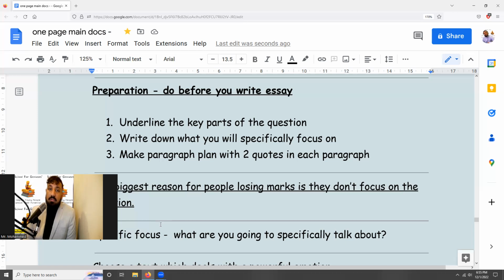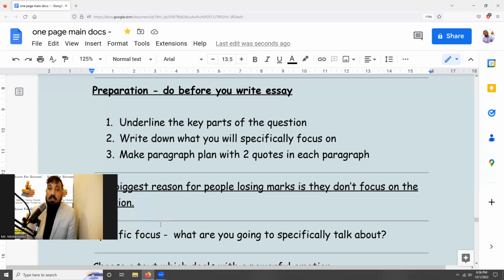What you don't want to do, what I highly recommend you don't do, is memorize an essay and then go in and try to write that essay down to answer the question. The reason you don't want to do this is because you can't guarantee that the essay you've memorized will fit the questions that you get given.